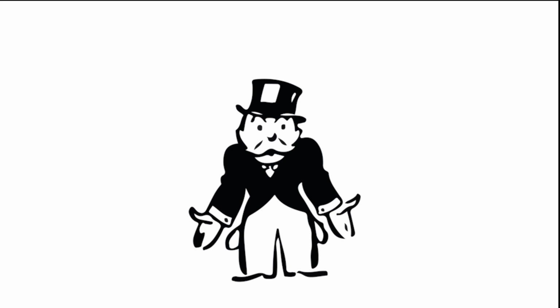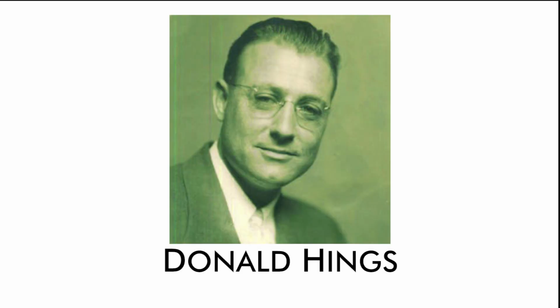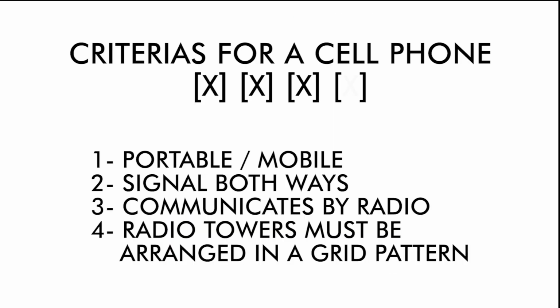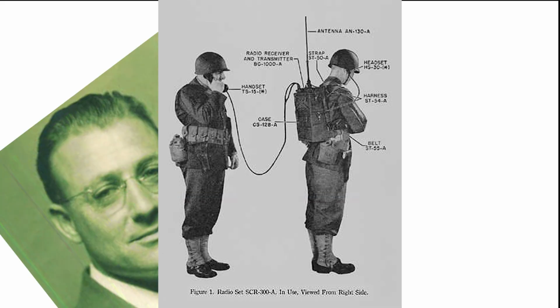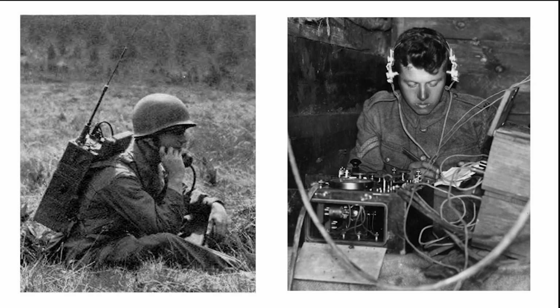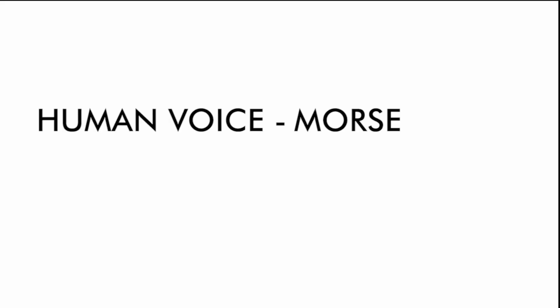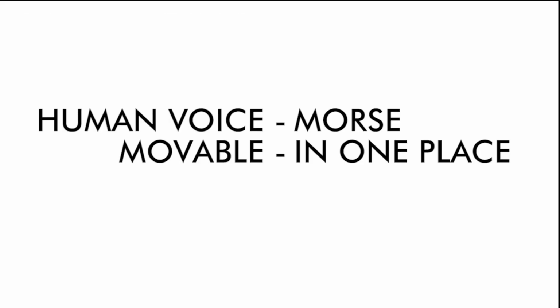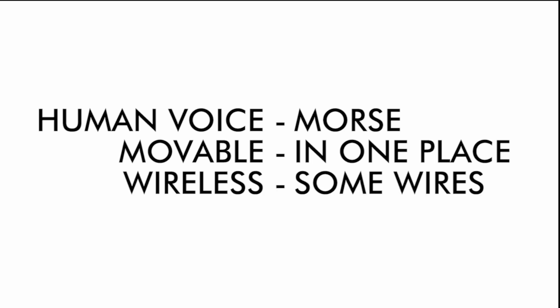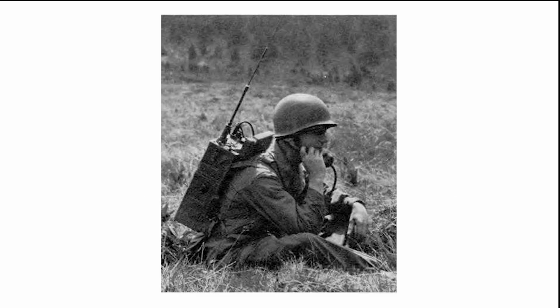Sometime later, a Canadian by the name of Donald Hings created a portable, two-way radio communicator in the form of a backpack for his employer CM&S. He called this the PackSet. The PackSet operated quite similar to the radio-connected telegraphs from World War I, but using voice instead of Morse code, being mobile instead of stationary, and would you believe it? It's wireless! Not quite a cell phone yet, but we are very, very close.